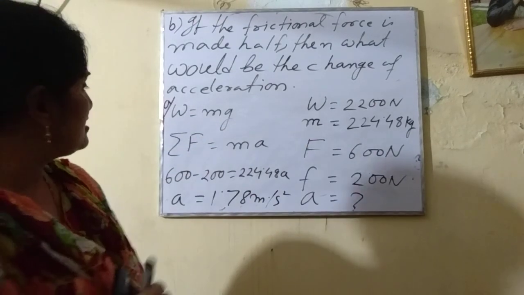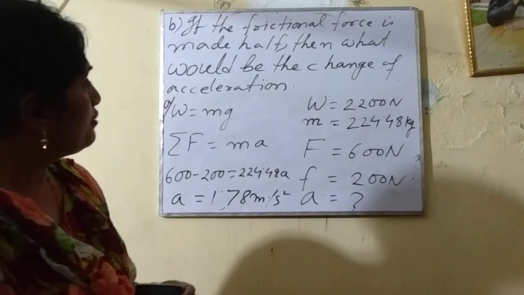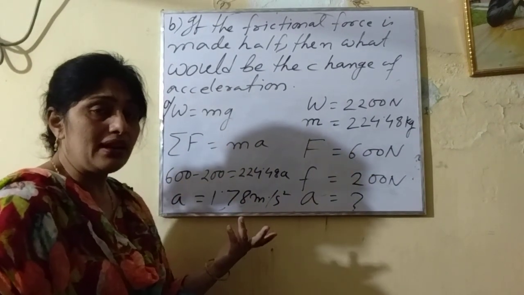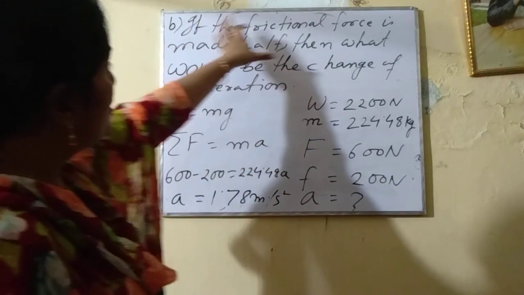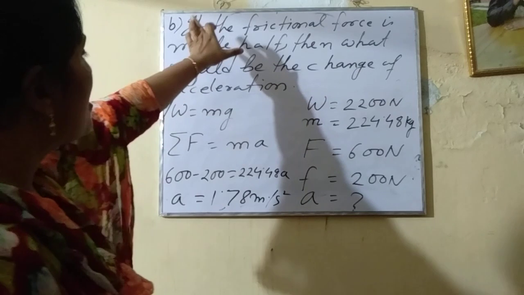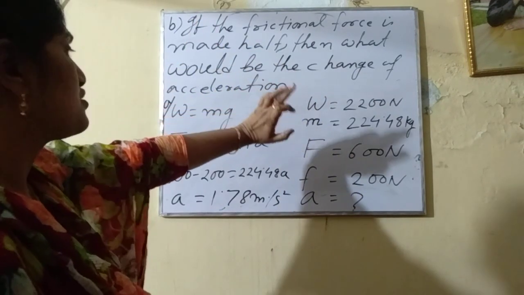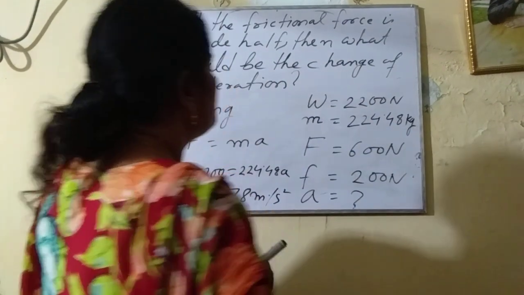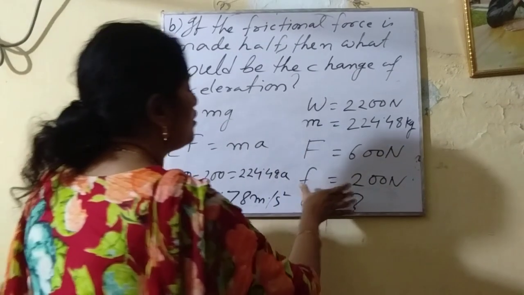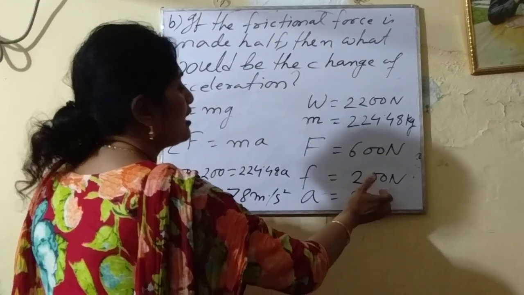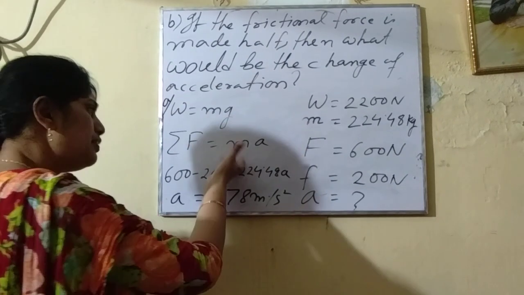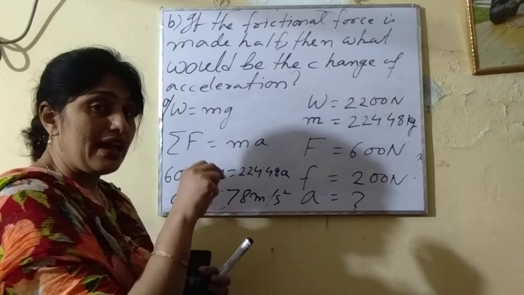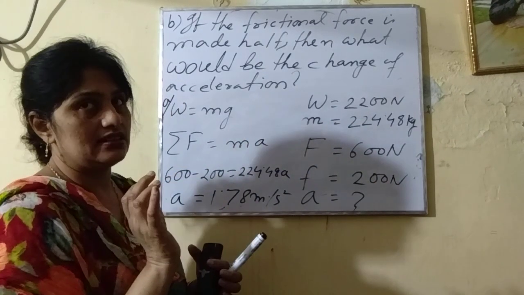I think if you understand A number math, then you can very easily do the B number math, because in B number I have told you what? If the frictional force is made half, then what would be the change of acceleration of the car? That means in B number you just make half of this frictional force. It will be 100 Newton. And in the same way you can do the math. That is your homework. Everybody will do the math at your home and show it on Messenger.